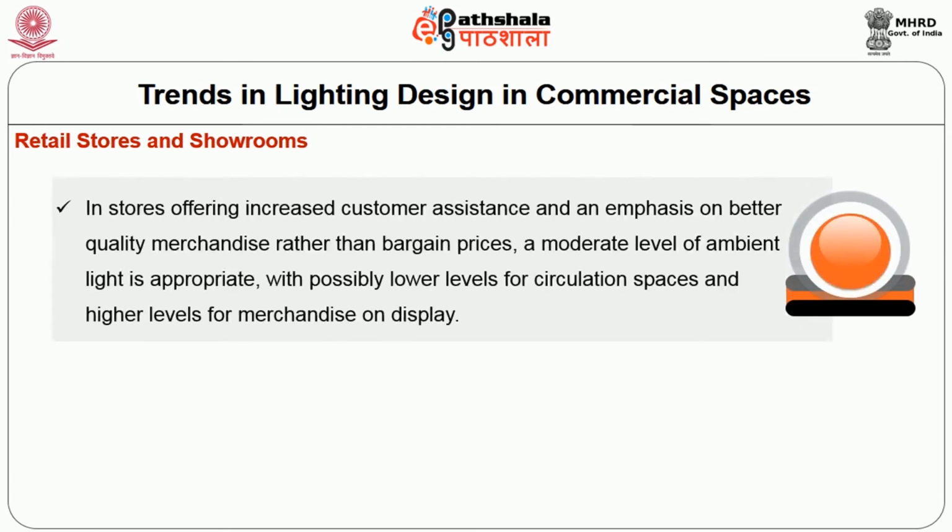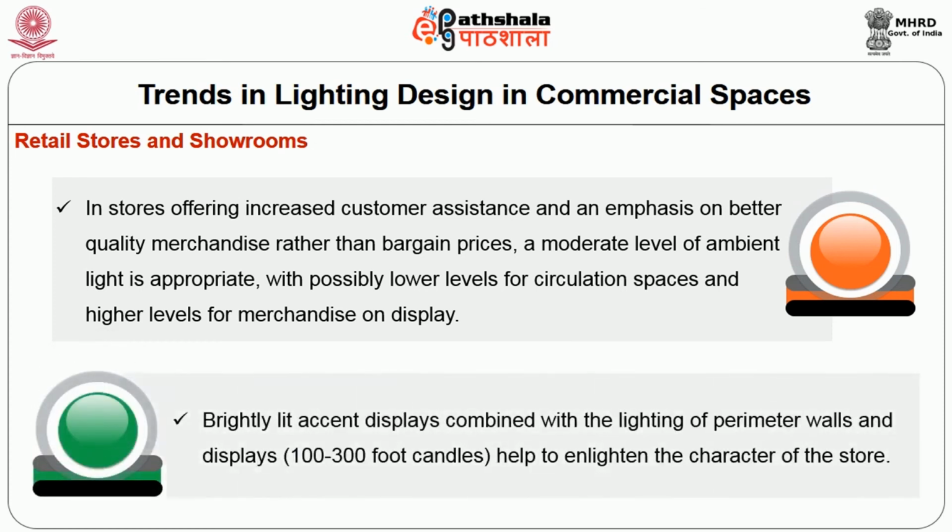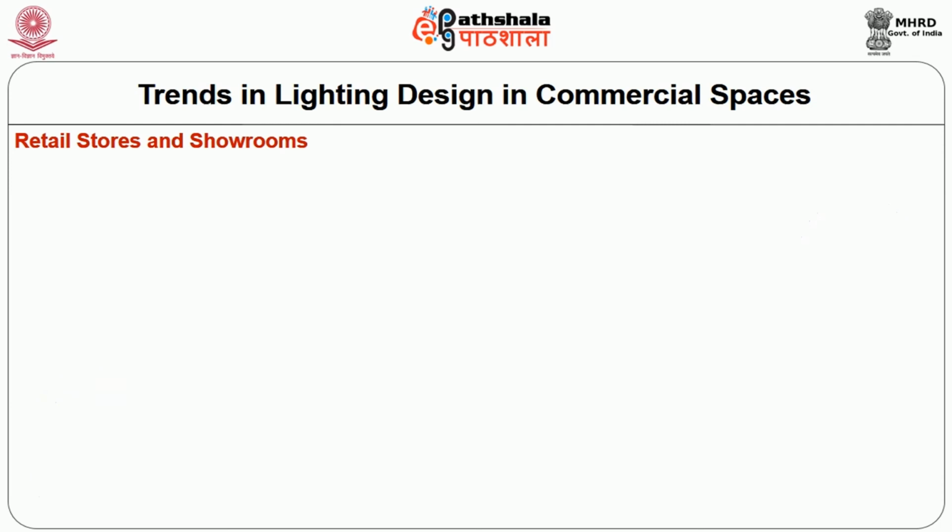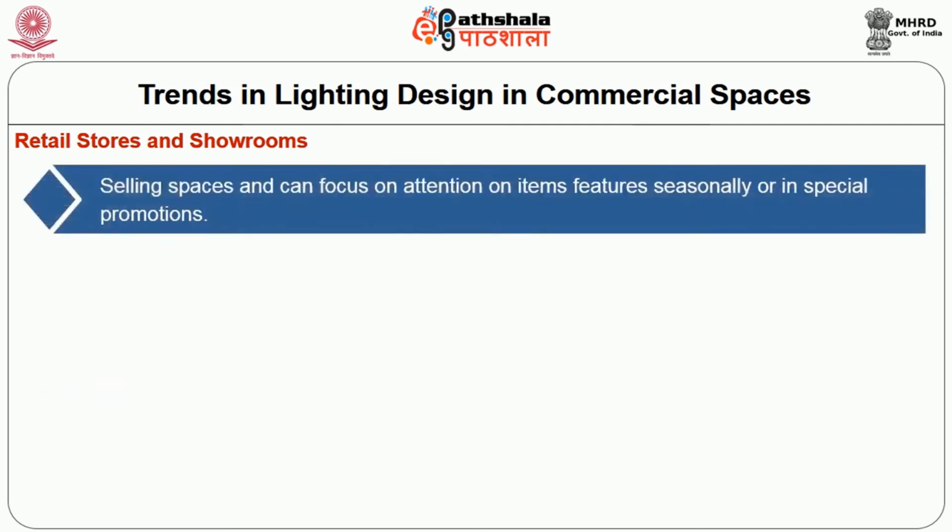In stores offering increased customer assistance and an emphasis on better quality merchandise rather than bargain prices, a moderate level of ambient light is appropriate, with possibly lower levels for circulation spaces and higher levels for merchandise on display. Brightly lit accent displays combined with the lighting of perimeter walls helps to enhance the character of the store. Selling spaces can focus on item features seasonally or in special promotions.